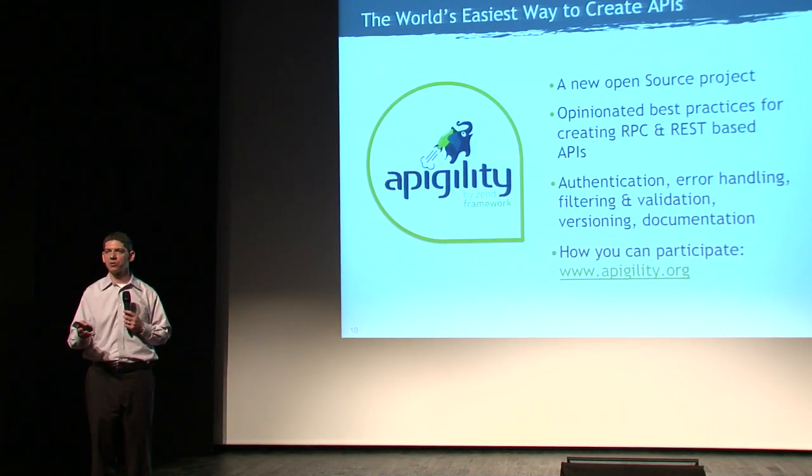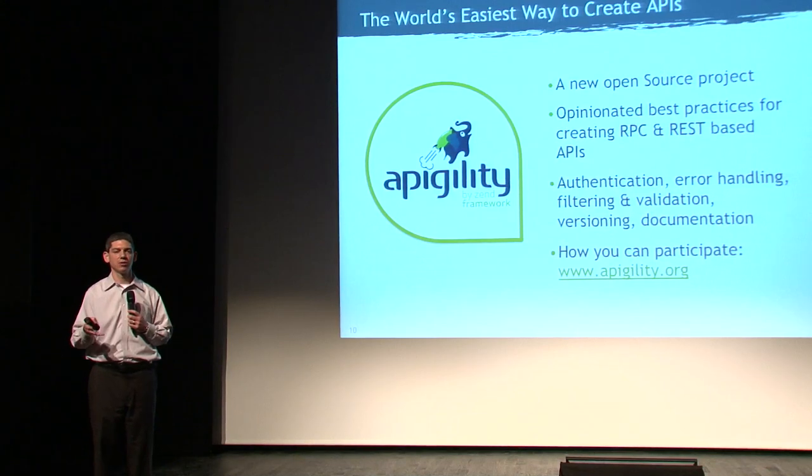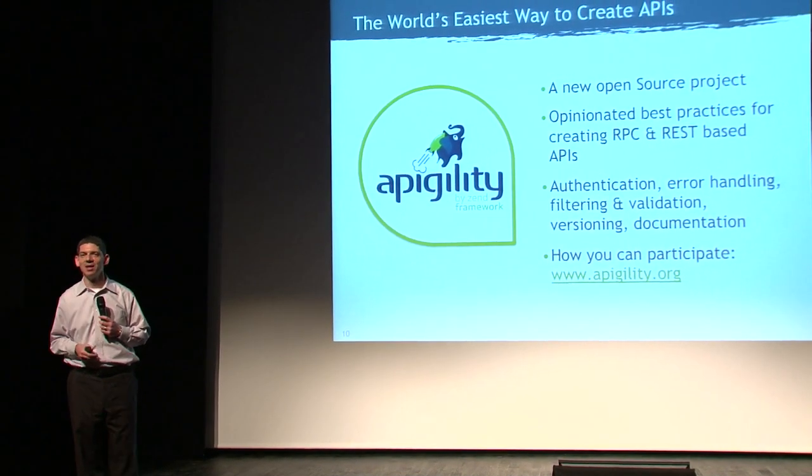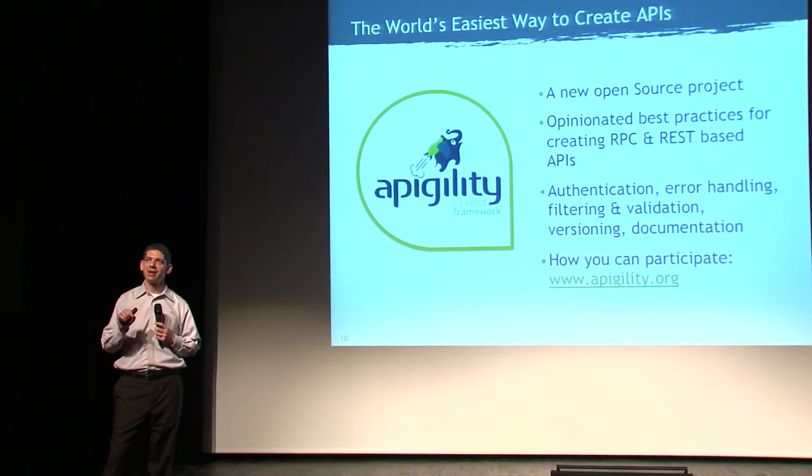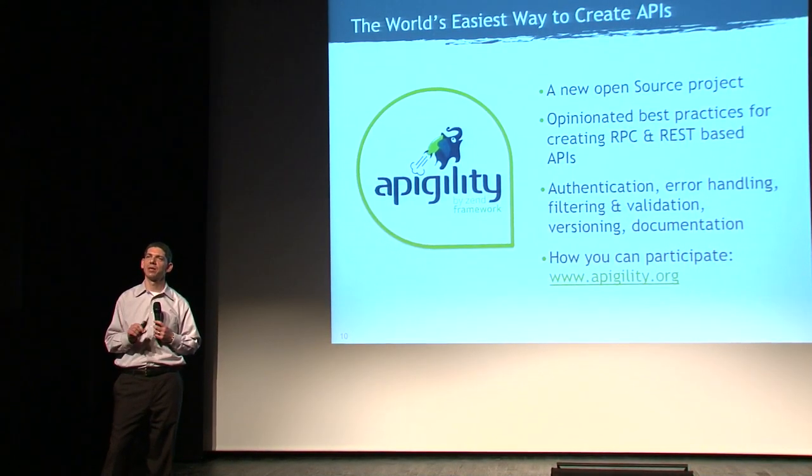Agility is a new open source project we started. We announced it a month ago. It is the best way to build high quality APIs. APIs are hard. If anyone tells you they aren't, they're lying.